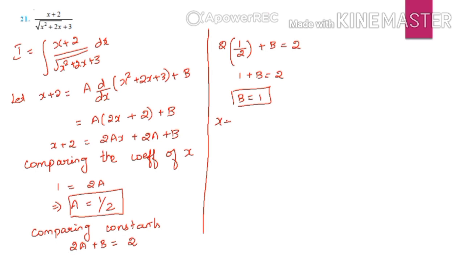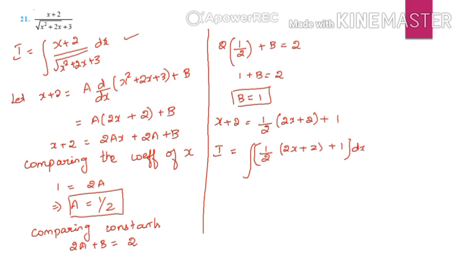a and b, just substitute in x plus 2. So we can write x plus 2 as 1 by 2 into 2x plus 2, plus b value 1. So I is equal to, in the place of x plus 2, we can write 1 by 2 into 2x plus 2 plus 1, divided by the denominator, into dx divided by square root of x square plus 2x plus 3.